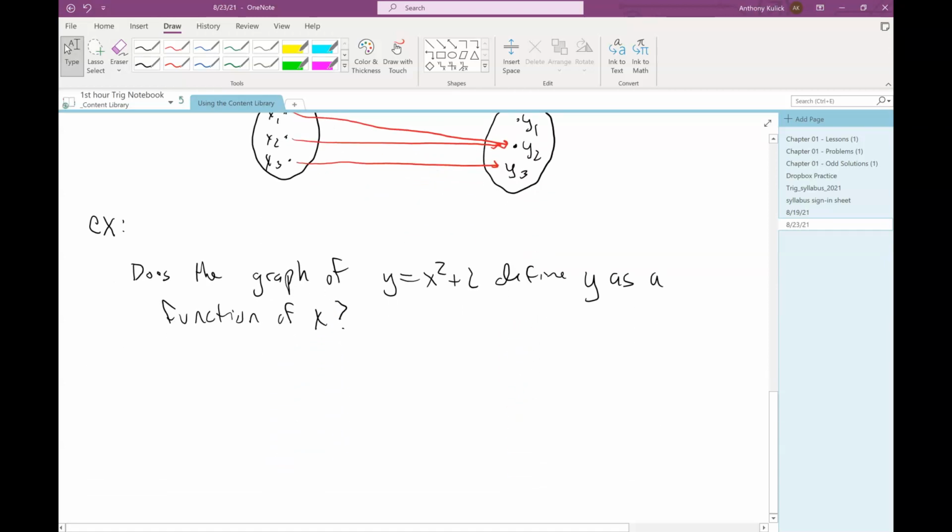So maybe we could ask a question like, does y equals x squared plus 2 define y as a function of x? Now don't let the wording here throw you. When we say y as a function of x, it just means that x would be your independent variable and y would be your dependent variable, just like every other time in our Algebra 2 class is exactly how we treat x and y, right? You pick x's to find y's.